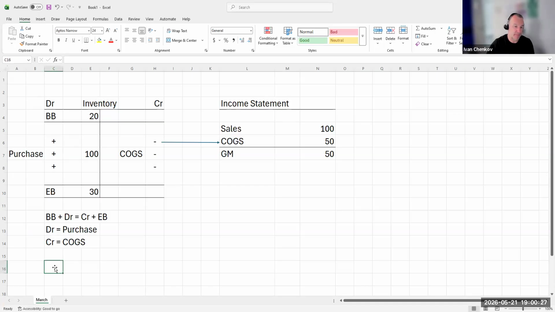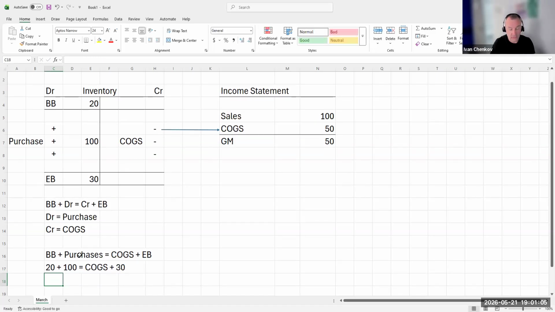Well, how hard would it be? When we replace in this formula, we're going to have beginning balance plus the purchases. It has to be equal to the cost of goods sold plus ending balance. Well, I know my beginning balance, my beginning balance is 20, so that's 20 plus my purchases are 100. On the other side of the equation, I'm going to have cost of goods sold, which I don't know, plus my ending balance, which is 30.